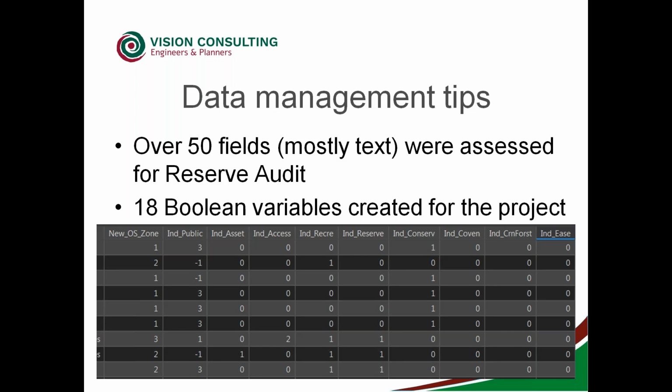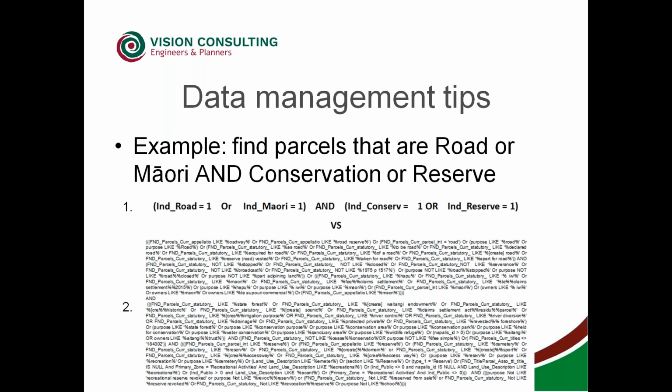And to visualize why that was so important, for instance, just pick a random classification you need to know. Any parcel that has a road or Maori use and also has been designated to have some sort of conservation or reserve use. With the Boolean variables we've created, you can see in that first formula, we have 4 fields. It's just simply equals 1. That would mean a yes for those fields.